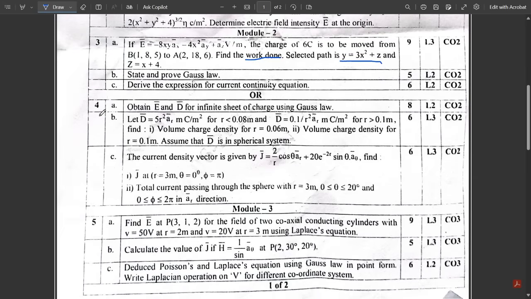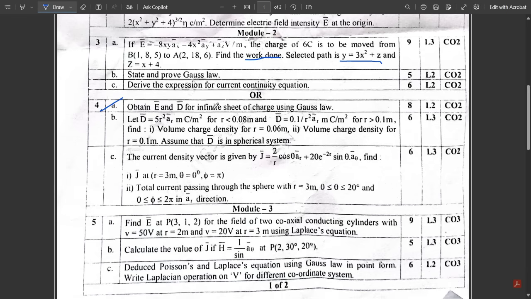So 4A, obtain E and D for an infinite sheet of charge using Gauss law. E and D are electric field intensity and electric flux density. I've already done this in my video. I told you because this was not there in the model paper as well. Most of you were saying that this was of no use, but I still told you that this is very important, and I have done it in my video. After Gauss law, one small concept, one small derivation type, was this question only. 4A.